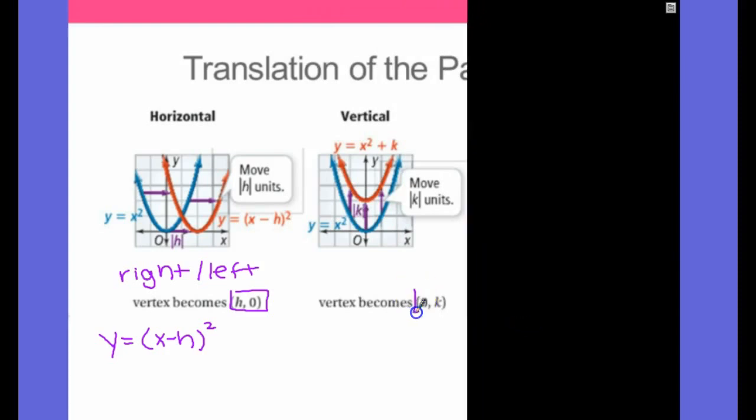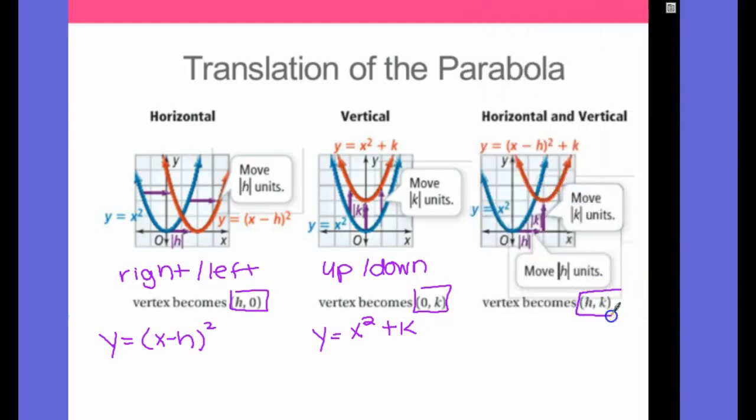If your graph is moved up or down, then our k value is going to be affected, and our function will look like y equals x squared plus k. There will actually be no parentheses on this function. Now, we know that life cannot be that easy and the movements aren't only right, left, or up, down. Oftentimes, our movements are in both the horizontal and vertical direction, thus giving us the vertex of h, k, and making our equation the infamous a(x minus h) squared plus k.